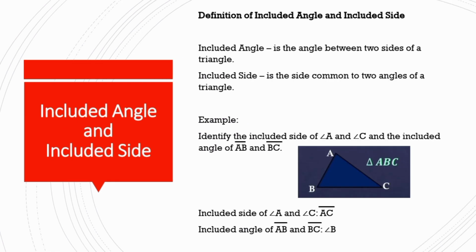Let's now define what is included angle and included side. Included angle is the angle between two sides of a triangle, while included side is the side common to two angles of a triangle. We have here an example. In triangle ABC, identify the included side of angle A and angle C, and the included angle of line segment AB and line segment BC. So the included side of angle A and angle C is line segment AC, and the included angle of line segment AB and line segment BC is angle B.